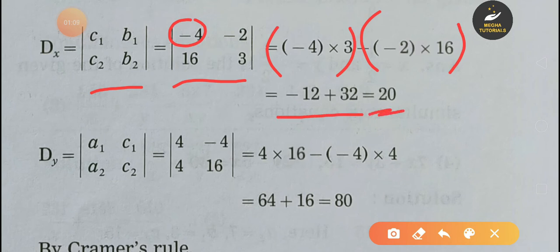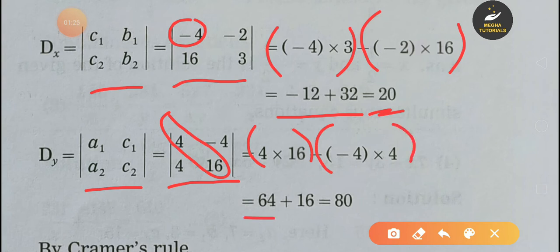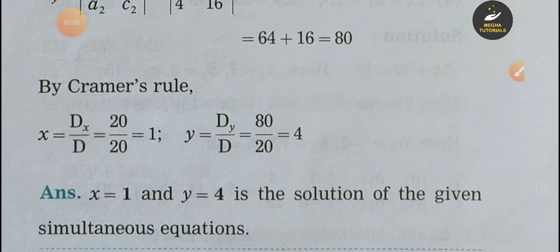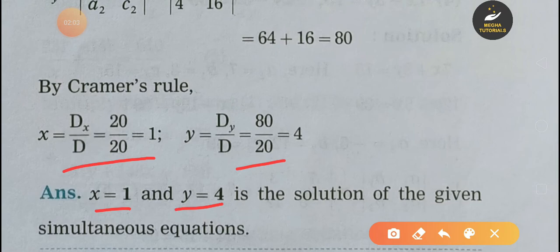Okay. Then dy is equal to a1 a2 c1 c2. So 4, 4, minus 4, 16. So we have to start from 4 into 16 minus 4 into 4. 4 sixteens are 64, minus 4 into minus 16, so minus times minus is plus. So 64 plus 16 is equal to 80. Then using Cramer's rule we can write x is equal to dx upon d, which is 20 upon 20 is equal to 1, and y is equal to dy upon d is equal to 80 upon 20 is equal to 4. So the solution for the given equations is x is equal to 1 and y is equal to 4.